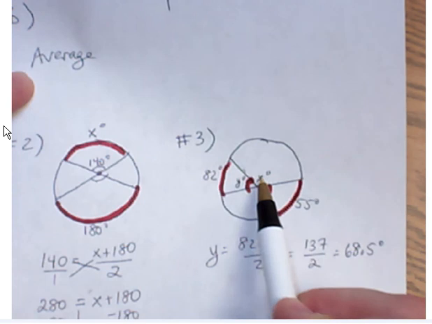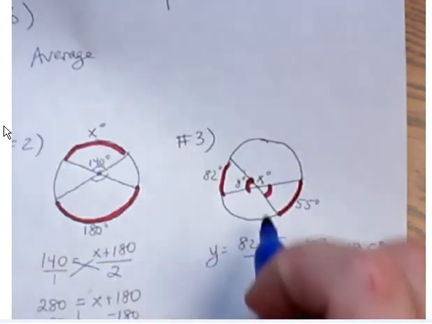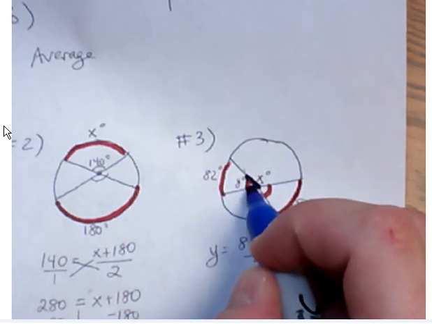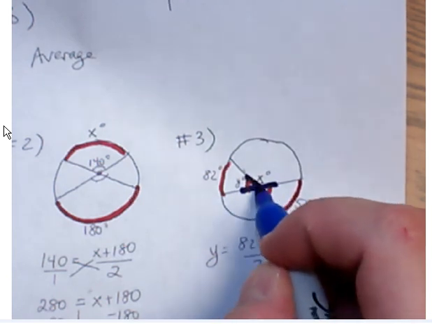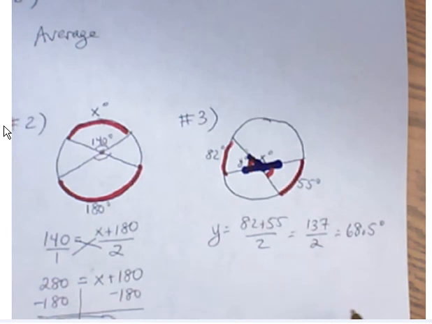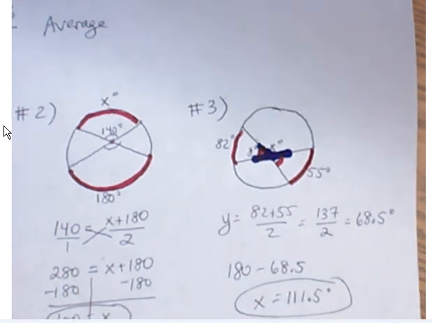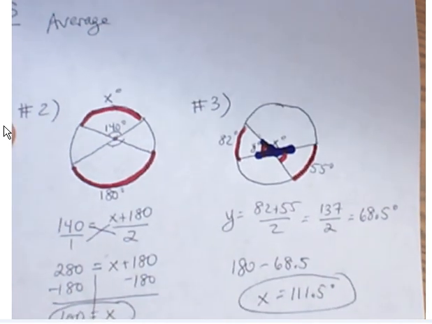But if you look at x and y, if you look at the y angle and the x angle, if you put them together, they're adjacent and they form a straight line. So that means they have to add up to 180. So the last thing we can do here is do 180 minus 68.5, and so we get x equals 111.5 degrees. X is 111.5, and that's it.